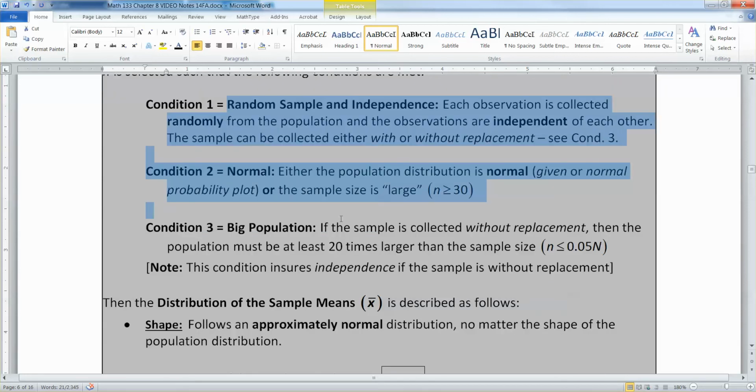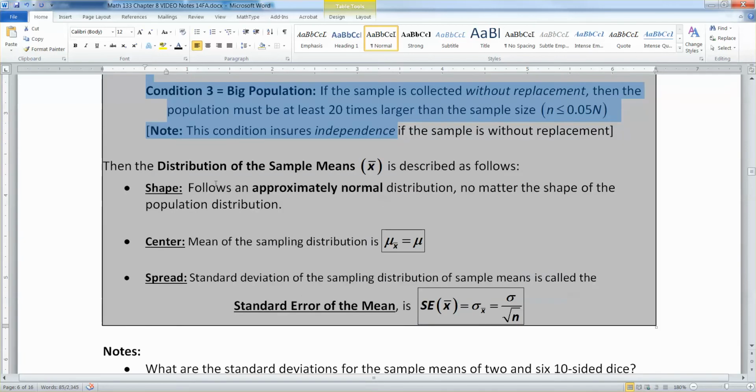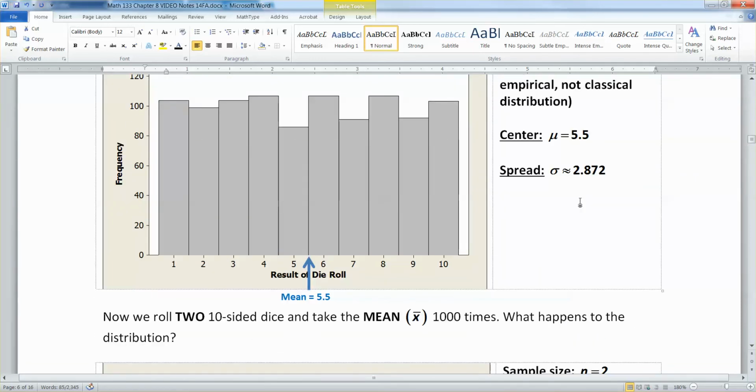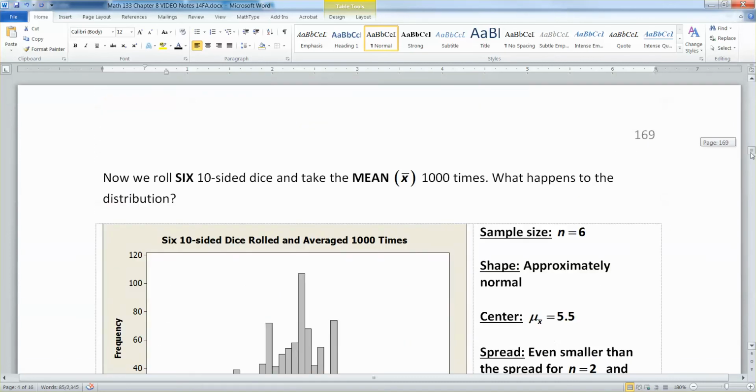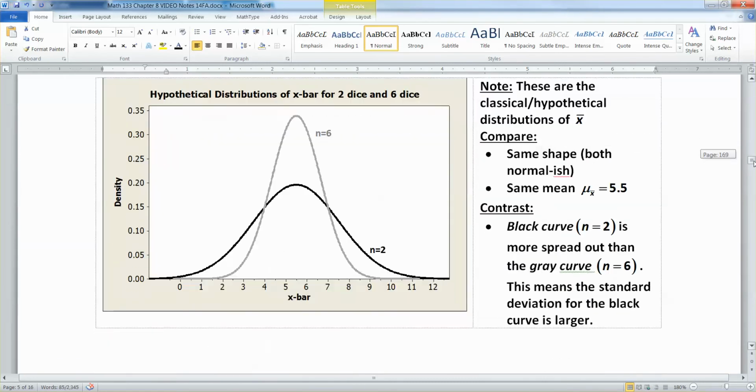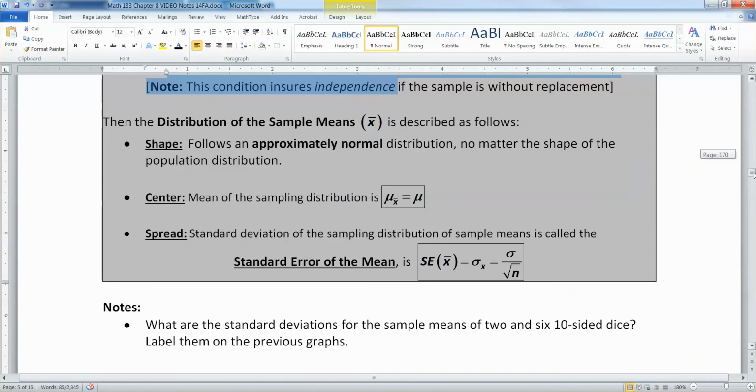So if we have those three things, then the distribution of the sample means x bars is described as follows. Shape will be approximately normal, no matter what the shape of the population distribution was. So even if you had a skewed distribution originally or a uniform distribution originally, like we had back here at this one, no matter what the shape was, when you take the sampling distribution of the sample means, it will be normal, more or less, at least for our purposes.